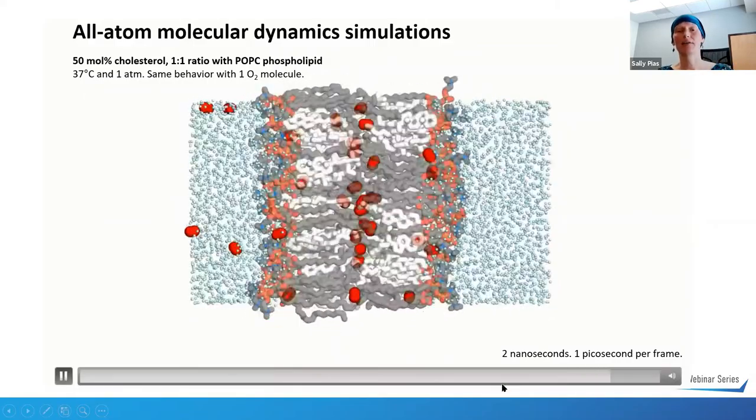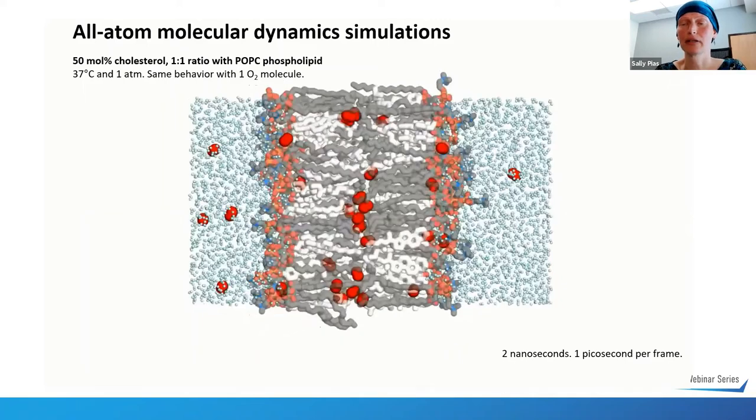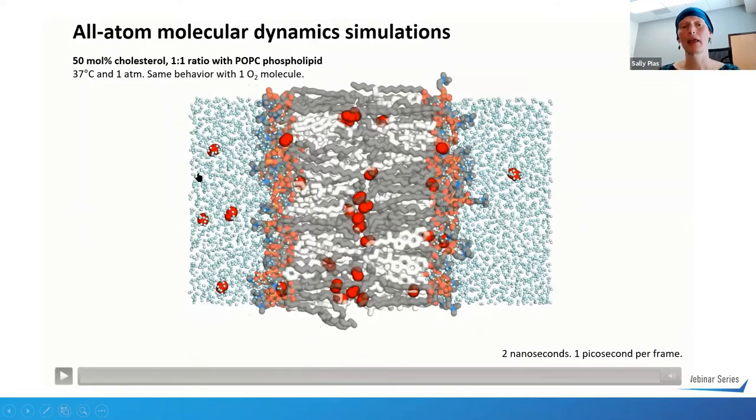So in this case, we have a 50% cholesterol membrane. It's the same as the one I showed you on the previous slide, except cholesterol is shown here in white instead of in yellow. And we have oxygen molecules, where we've enhanced the concentration of oxygen in order to improve our statistical sampling, so that we can calculate thermodynamic properties from the simulations on a short time scale. What I've shown you here is just 2 nanoseconds of simulation, but we typically run on the order of 200 to 300 nanoseconds and sometimes up to a microsecond of simulation.